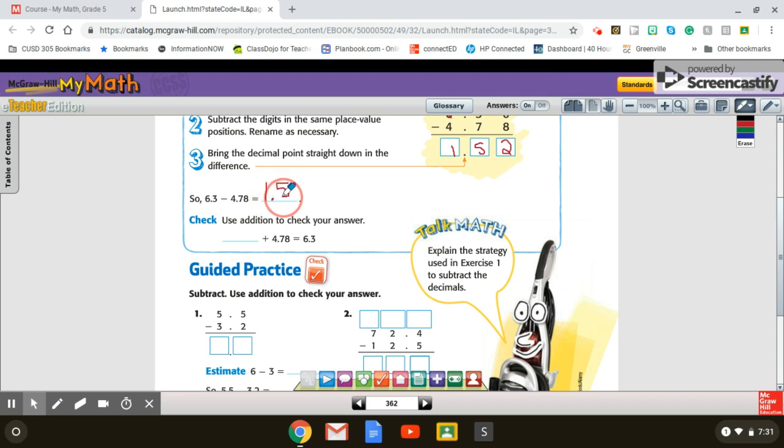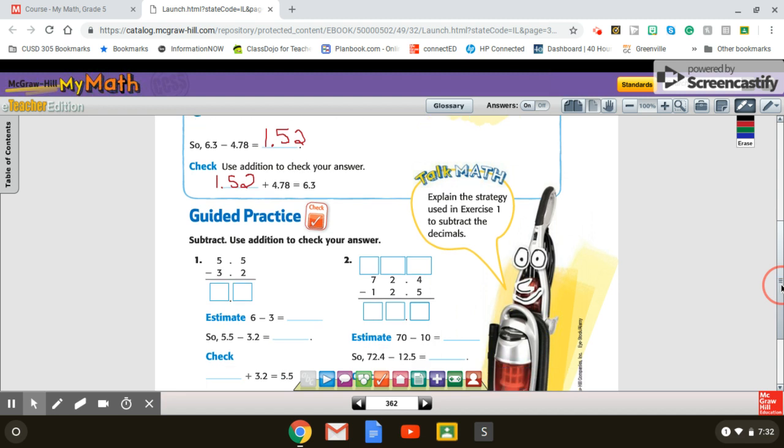Make sure you bring it straight down. In some of the homework I've been grading, you're not staying lined up, and you end up with a decimal point over here or over here. That's not straight down. Make sure you keep it all lined up. Then you can use addition to check your answer. If you take 1 and 52 hundredths plus 4 and 78 hundredths, you're going to get 6 and 3/10. Actually you'll get 6 and 30 hundredths, but we know that is the same as 6 and 3/10 because 3/10 and 30 hundredths are the same thing.